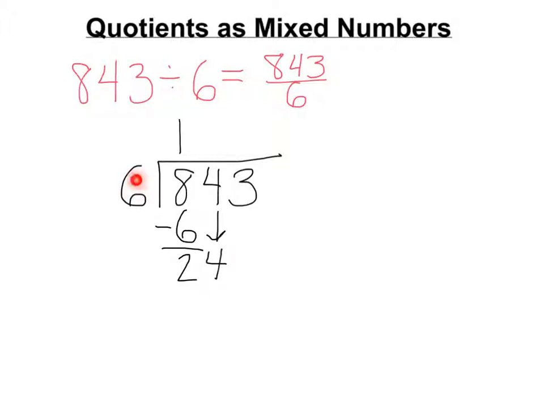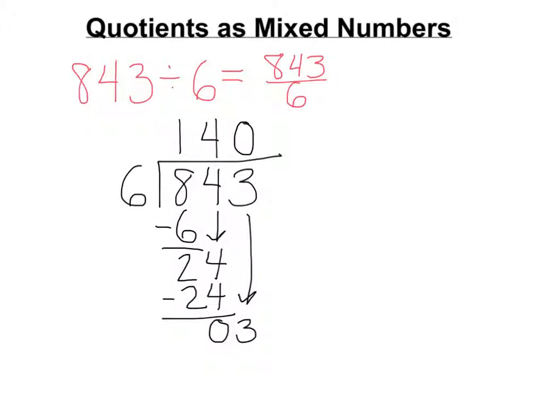6 goes into 24 4 times, and 4 times 6 is 24. Subtract, and we get 0. Bring down the 3. 6 goes into 3 now, no times, so we put a 0 up here. 0 times 6 is 0. Subtract, and we still have 3 left over. So that 3 is my remainder.